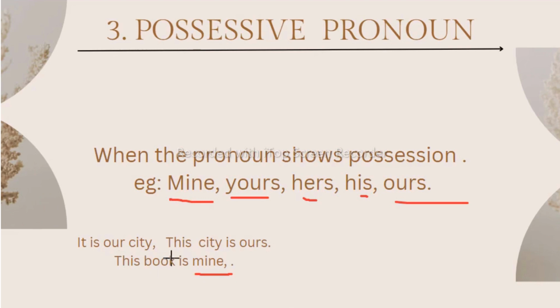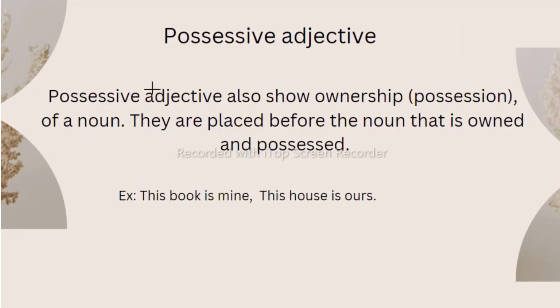"It is our city" or "this city is ours", which is the possessive pronoun here. This city is ours. This one is the possessive pronoun. Then what do we call this "our city"? This is a possessive adjective. We'll see this one now. So here we can see the possessive adjective. A possessive adjective also shows ownership, like possession, same as we have discussed here.